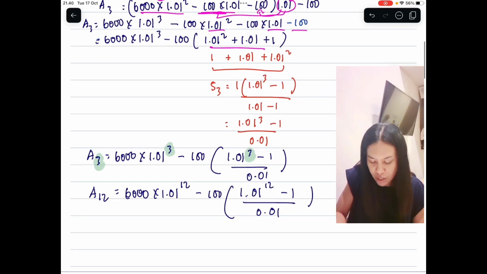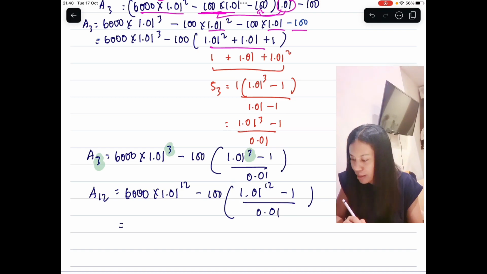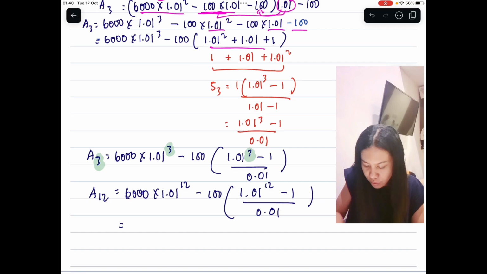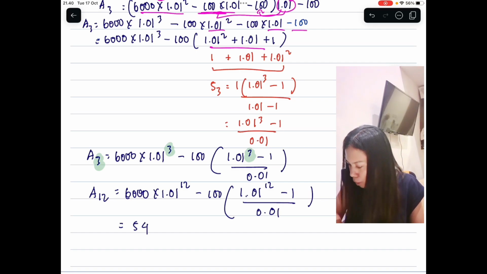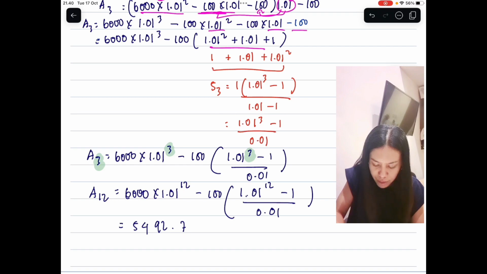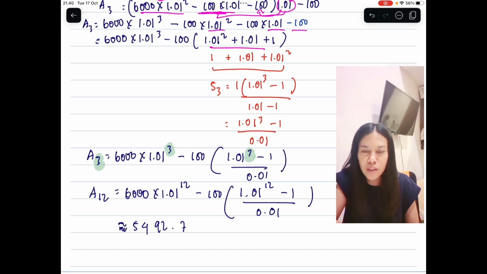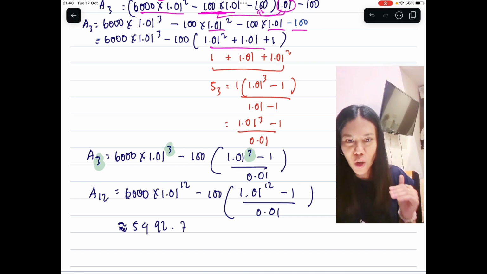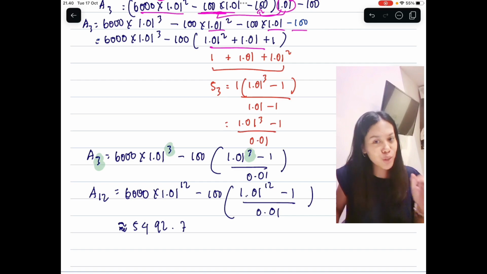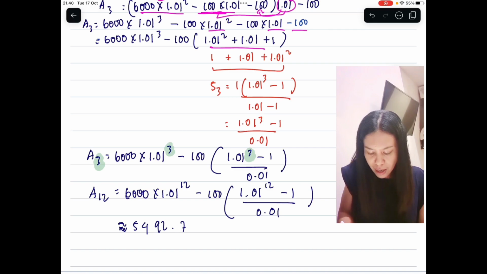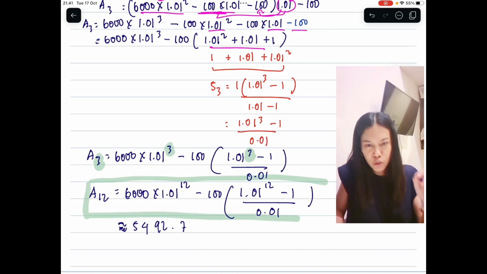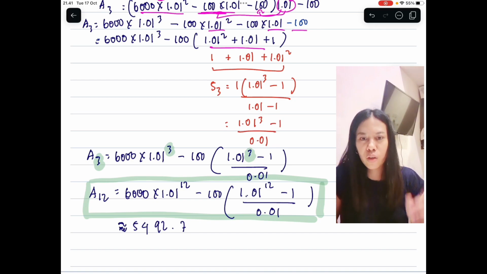The money that she is still owing after the 12th payment is approximately $5,492.7. That's how much she's still owing after the 12th payment. Okay, that was question A. Now I hope from this pattern of A12, you can use it for A13, A15, AN, and I hope you can use this pattern to do question B.